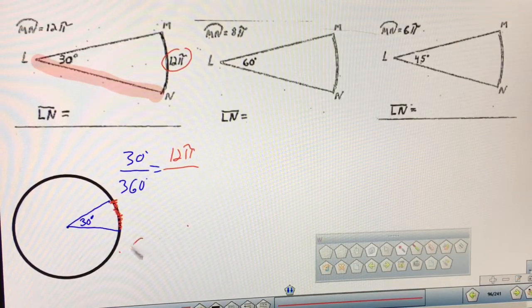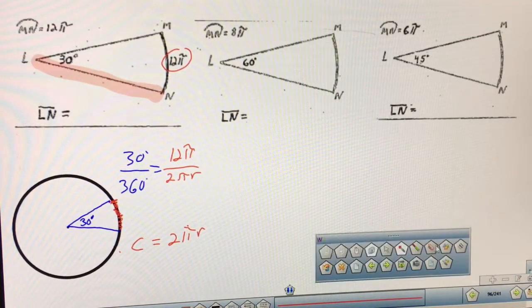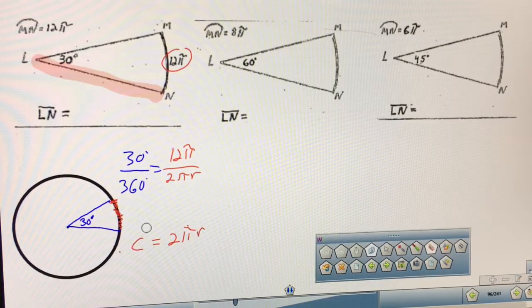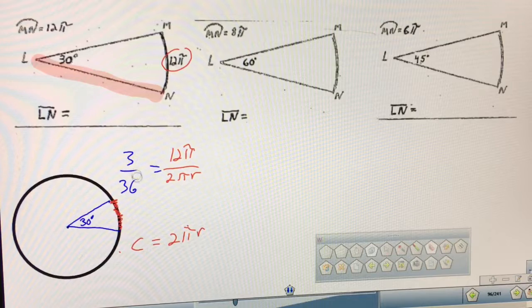First, the circumference of a circle is 2 pi r, so I'm going to put 2 pi r in the equation there. Now I can do some quick simplification. I don't know if you knew this, but I can slice off zeros. That only works with zeros. You can't slice off the threes. You can only divide both by 10.